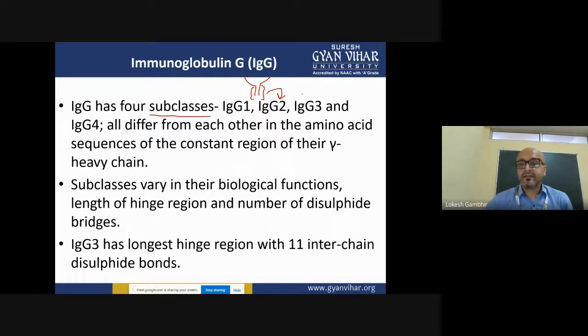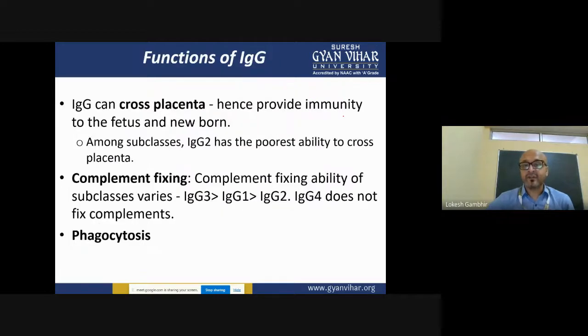As we saw, in IgG3 we had a very long hinge region, with 11 disulfide bonds. Then it is the immunoglobulin that can cross the placenta and provide immunity to the newborn or the fetal stage. And among all the subclasses, IgG2 has the poorest ability to cross the placenta, and IgG3 is one of the very effective immunoglobulins among all those types. So if you have an option among IgG1, 2, 3, 4 asking which molecule cannot cross the placenta, you should always pick your answer as IgG2.